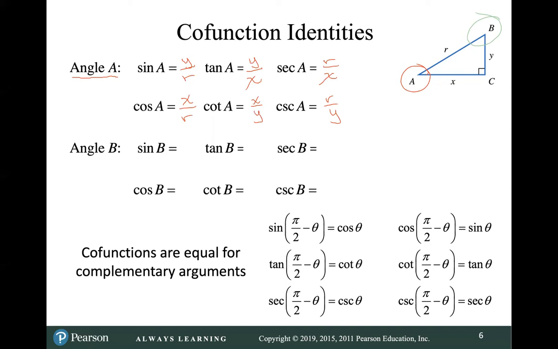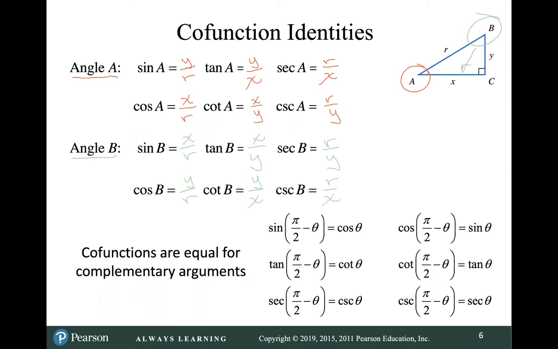Next, we're going to do the same thing, but this time for angle B. Sine of angle B. So again, opposite over hypotenuse, but our opposite here is x. That's x over r. Tangent is opposite over adjacent. That's x over y. Cosine, adjacent over hypotenuse. That's y over r. Cotangent, y over x. Secant, r over y. And cosecant, r over x.